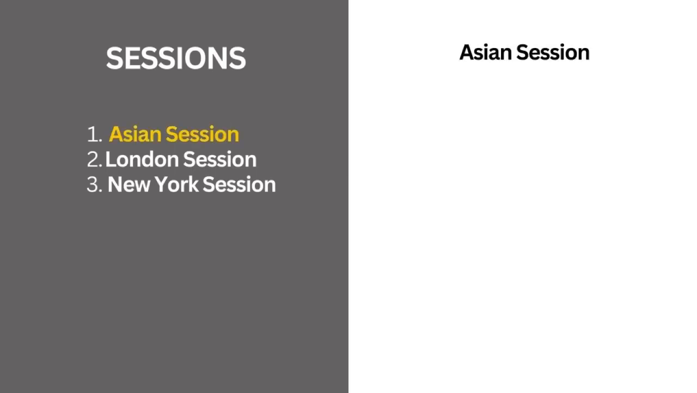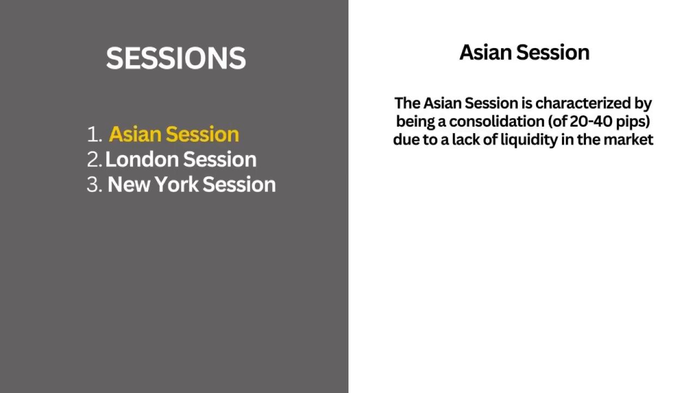So what is the Asia session? Let me start from there. The Asia session is characterized by being a consolidation of 20 to 40 pips due to lack of liquidity in the market. So that's just the definition of the Asia session. That's what happens in the Asia session.